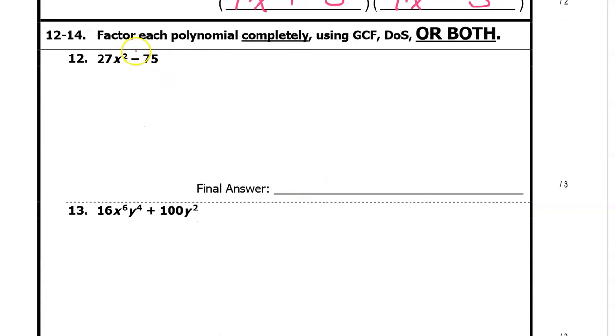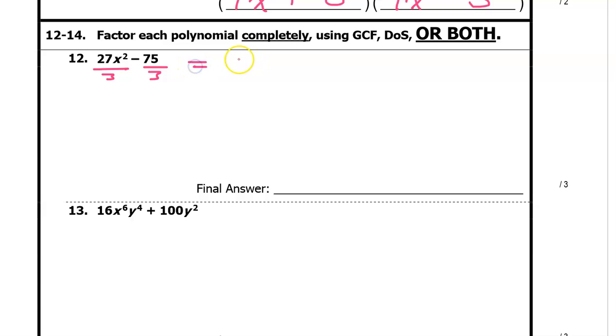Factor each polynomial completely using GCF, difference of squares, or both. Watch out for the or both part. So, is there a GCF on this problem? Yes. It might not jump out at you, but both of these are divisible by 3. There is a GCF of 3 here. Both of these can be divided by 3.